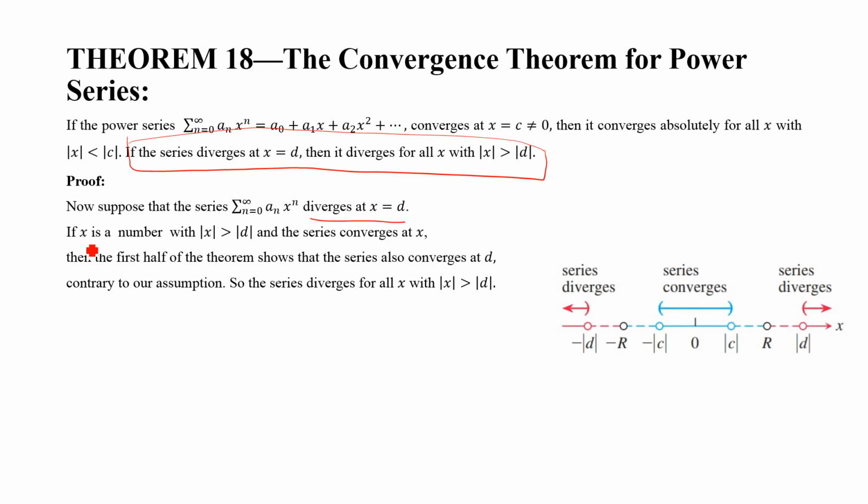Now we assume otherwise, right? It is given that this series is divergent at x equal to d. Now we assume that the series converges for some x such that |x| is greater than |d|. But from the first half of the theorem, it must converge at d as well. So this is contrary to the fact which is given. So the series is divergent for all x with |x| greater than |d|.